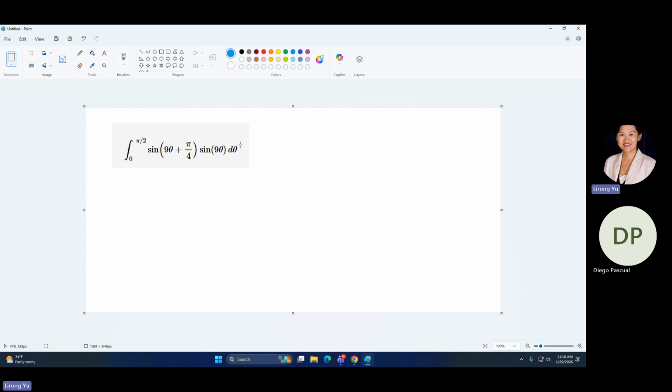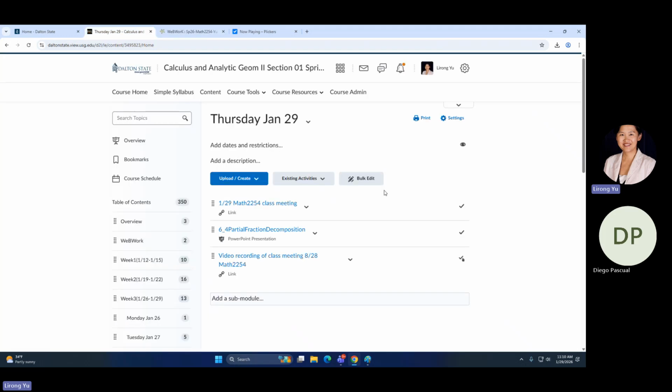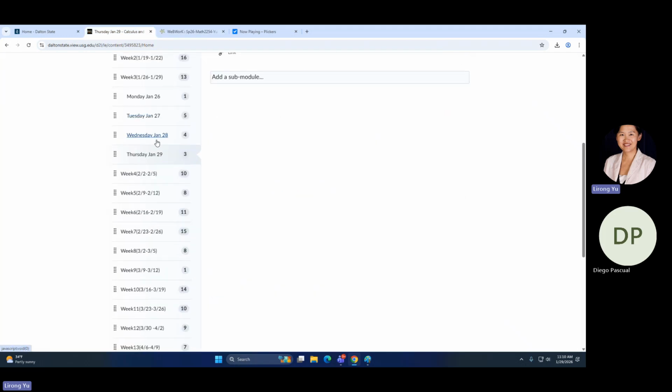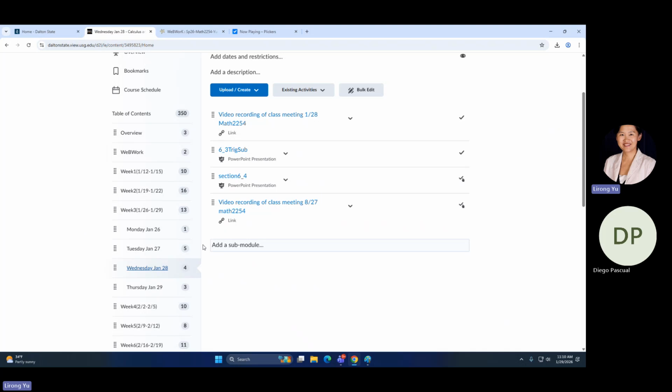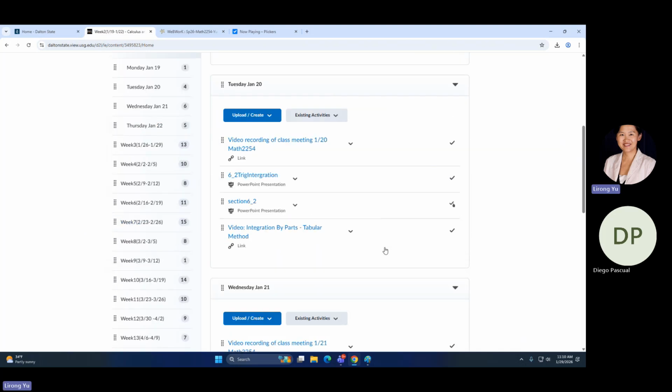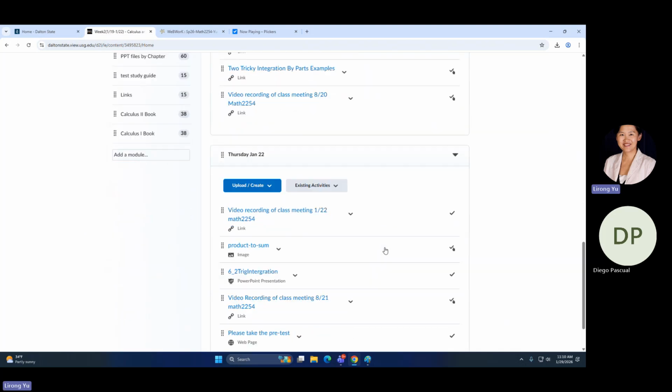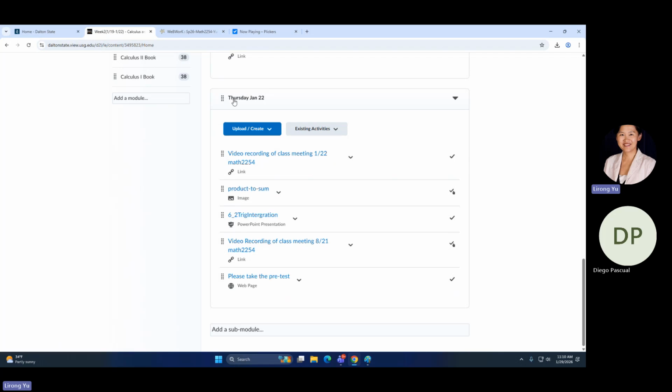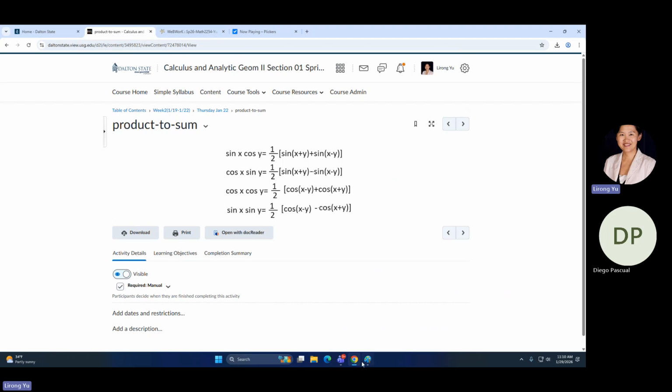So basically what we are looking at is the multiplication of sines. So we use the formula, which is sine x times sine y. What is it equal to? You can find that formula online. Georgia, we can post it up. Product to sum is from January 22. That day we have all these formulas.